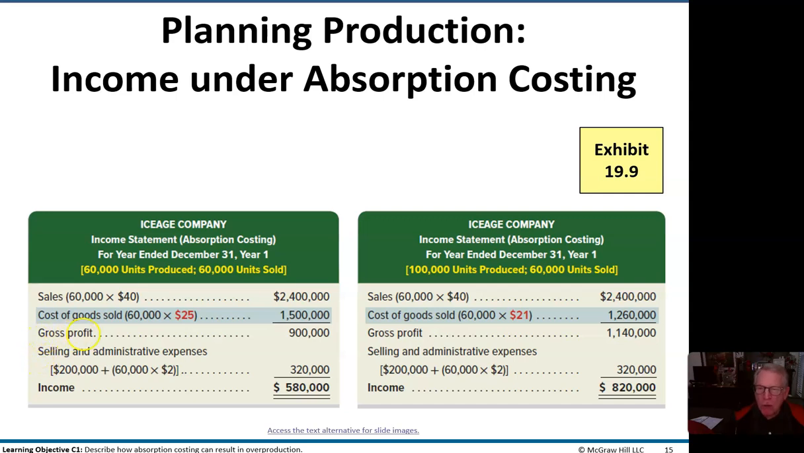When we left off, we were illustrating a very important point: how absorption costing can drive up income simply by producing units. Here at 100,000 units produced, we still only sold 60,000 units, but our full absorption costing income of $820,000 is substantially more than $580,000. And if you're getting a bonus based on net income, there is a temptation to overproduce as a result.